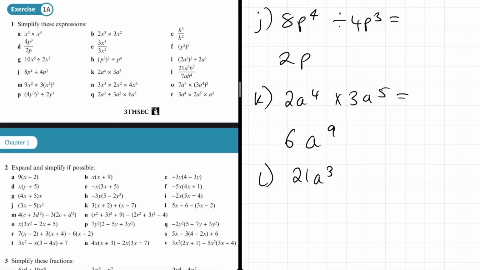21a cubed b to the power of 7 over 7ab to the power of 4. So 21 divided by 7 is 3, a to the power of 3 divided by a is a to the power of 2, and b to the power of 7 divided by b to the power of 4 is b to the power of 3.